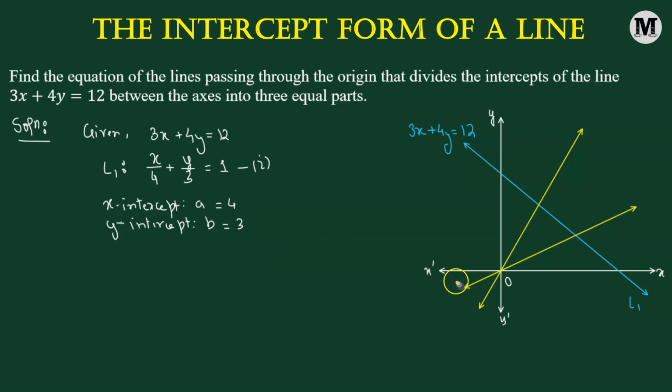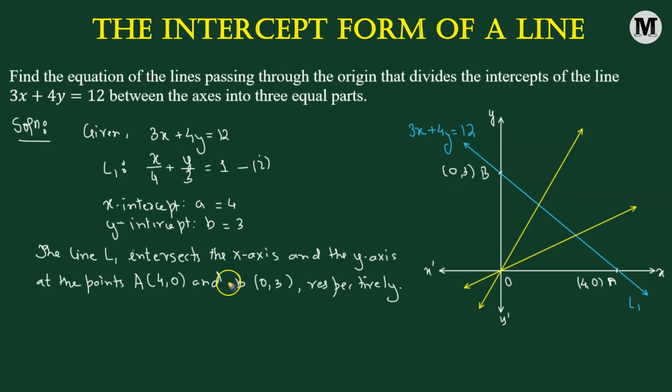Now, what does it mean? This means that the line L1 is going to intersect the x-axis at a point A such that it is 4 units from the origin. So in other words, the coordinate of the point A is going to be 4, 0. And then the same line L1 is going to intersect the y-axis at B, meaning B is at a distance of 3 units from the origin. So coordinates of point B is going to be 0, 3. So using the given equation of the line 3x plus 4y equals to 12, we were successfully able to determine the coordinates of point A and B.